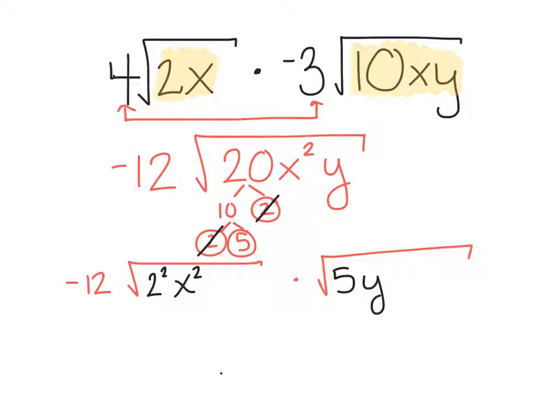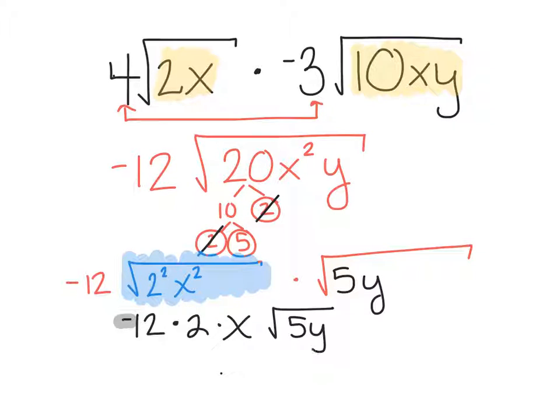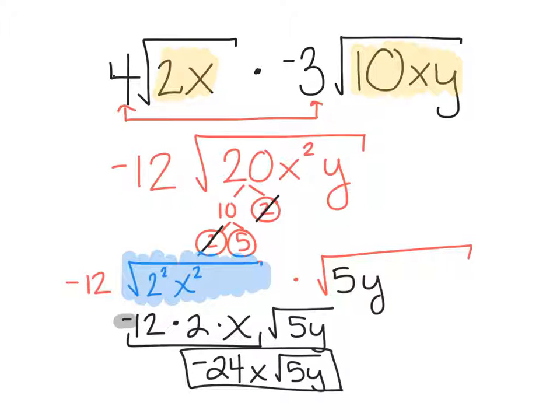So the point of doing that is I can take the square root of this first radical, and the second one I cannot. So I'm going to have negative 12 times the square root of 2 squared is 2, square root of x squared is x. It leaves you with just the base times the square root of 5y. I'm going to multiply this part together again to get a final simplified answer of negative 24x times the square root of 5y. Okay, let's try one more.